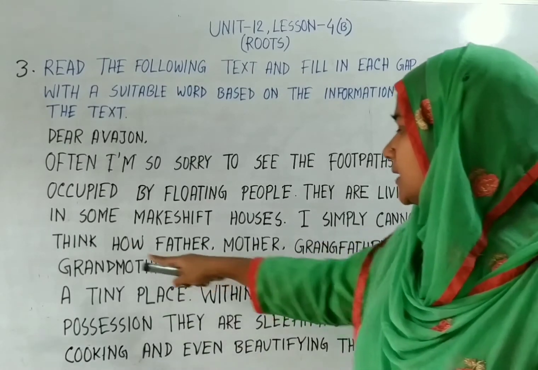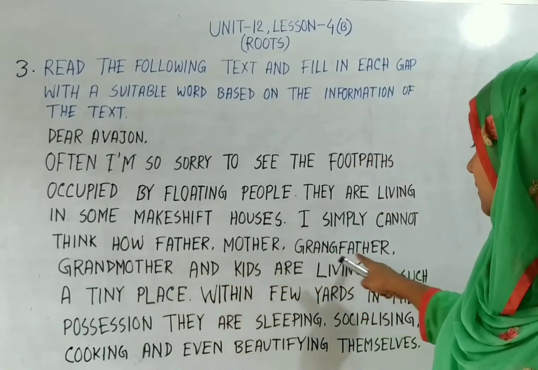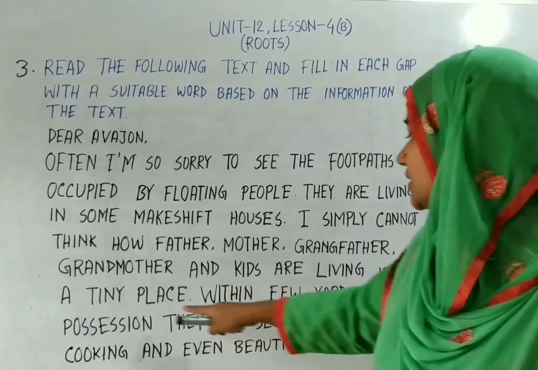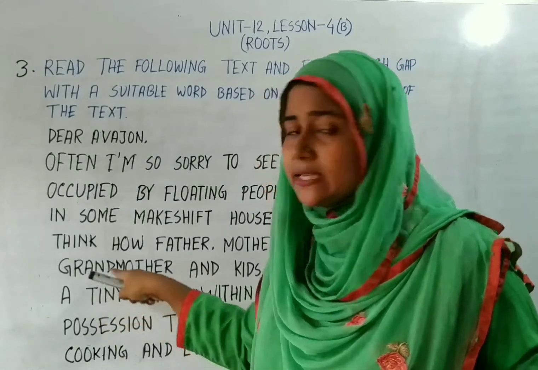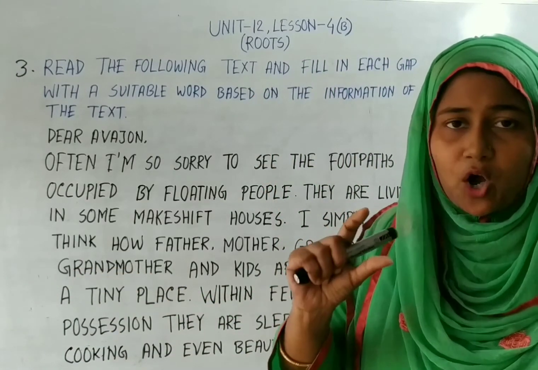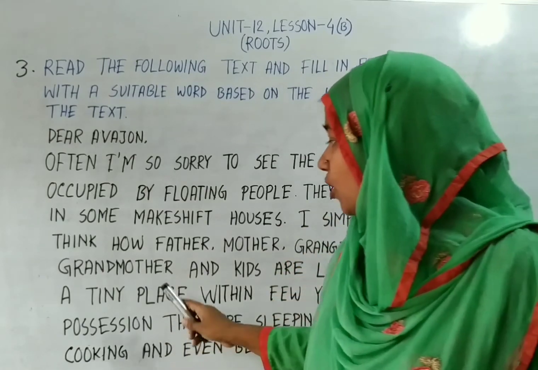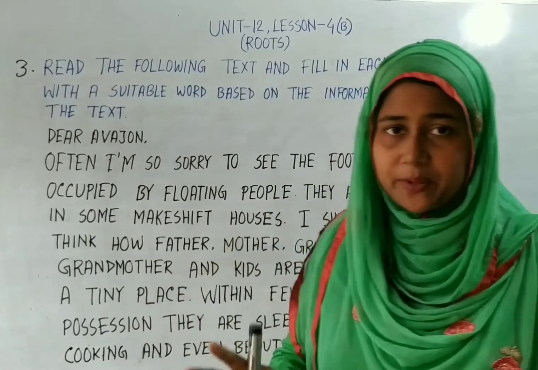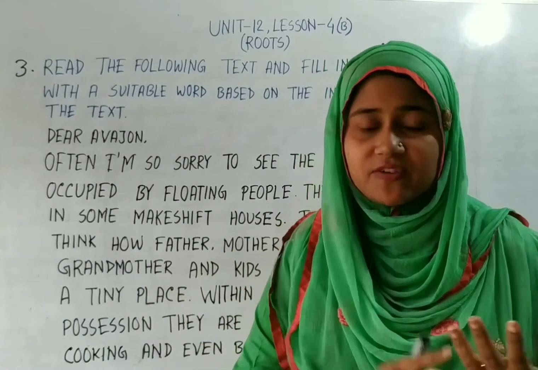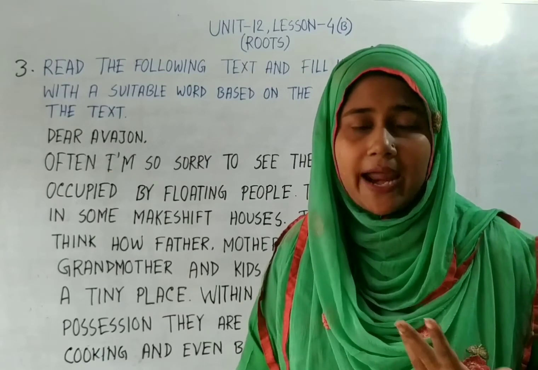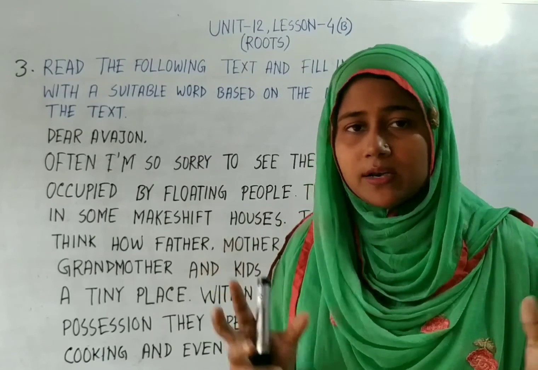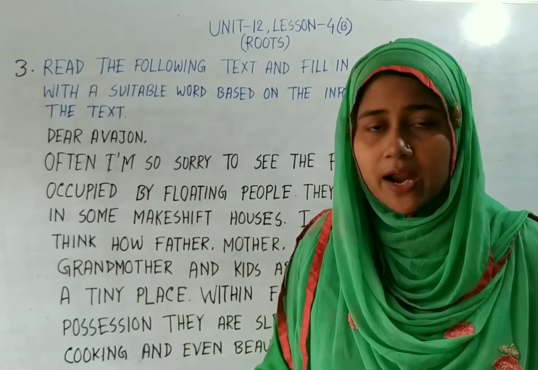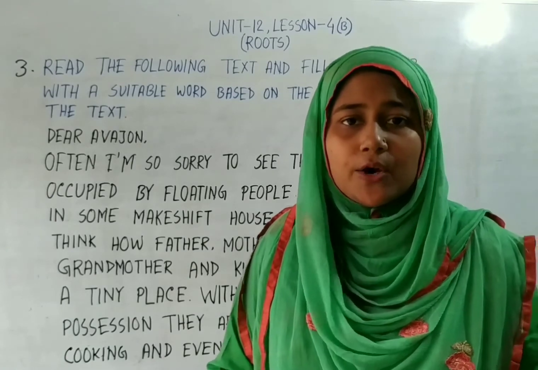I simply cannot think how father, mother, grandfather, grandmother and kids are living in such a teeny place. What do you understand by teeny place? Teeny place means small place, small house, small room. So in a small room, so many people are living, all the members of that family: father, mother, grandfather, grandmother and kids. All are living in that small place. Okay, just think about that situation. All the members of that family live in a small room.